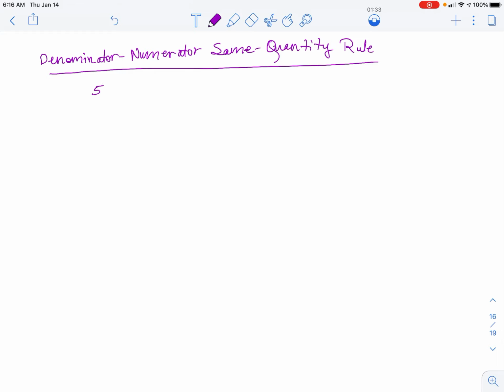If I start with the number 5, just as an example, I picked 5, and I multiply 5, I'll put it over 1, and I multiply that with 2 over 2, it doesn't change the value of 5, right? Because 10 over 2 is just simply another way to write 5. But the denominator-numerator same quantity rule means this right here. The same quantity just means that I haven't changed 5. I bumped from 5 to 10 over 2, which means 5, okay?